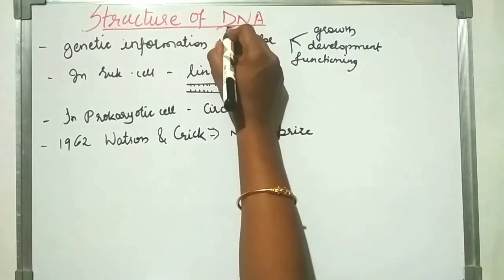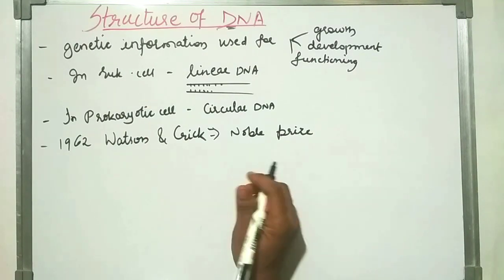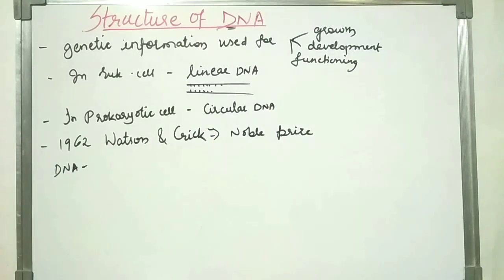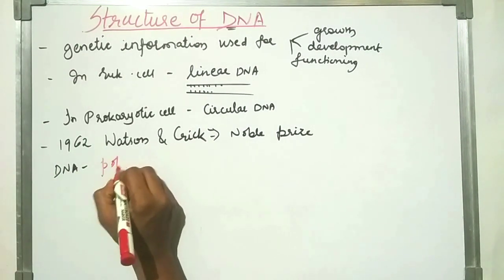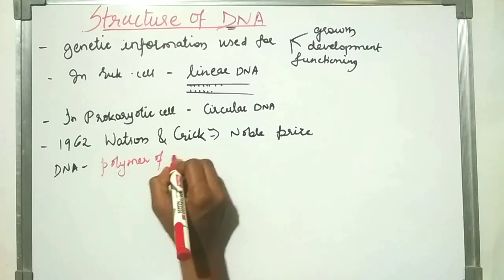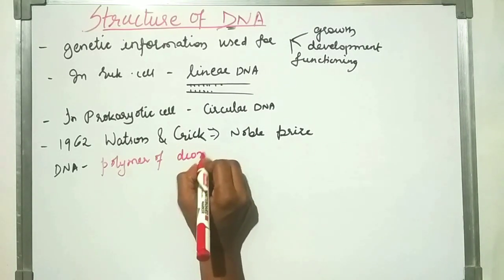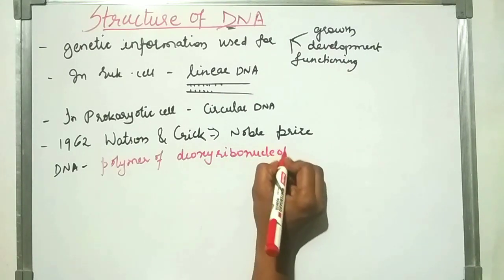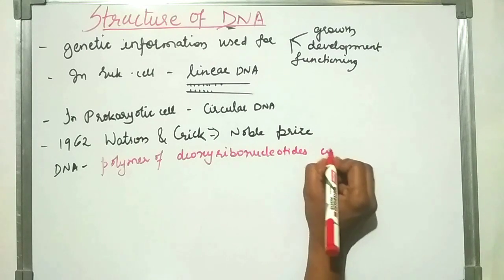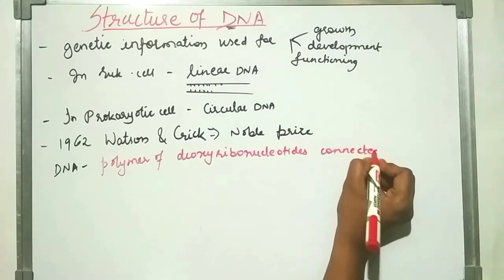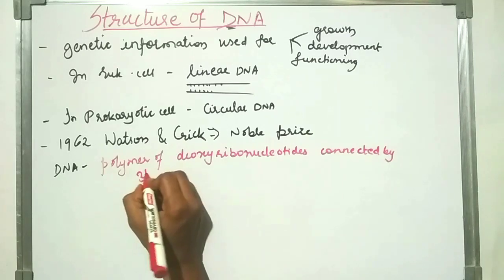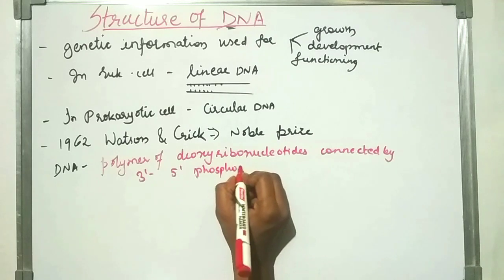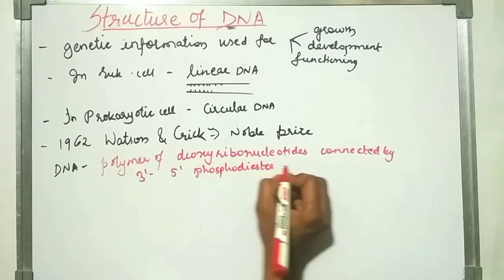So you can define DNA as a polymer of deoxyribonucleotides connected by 3' to 5' phosphodiester linkage or bond.